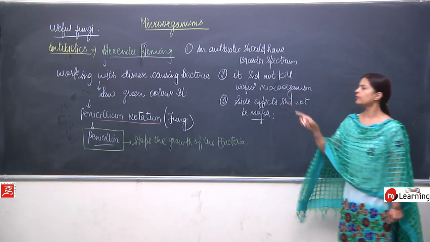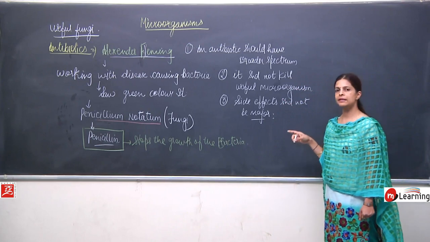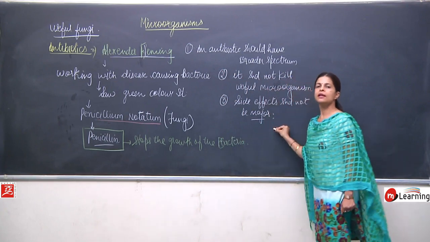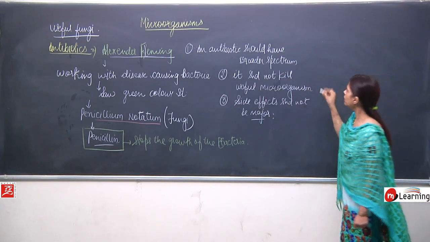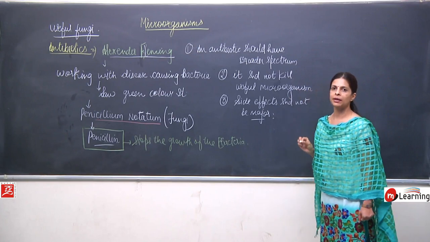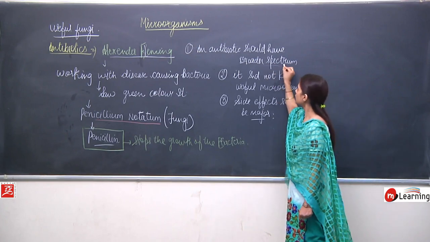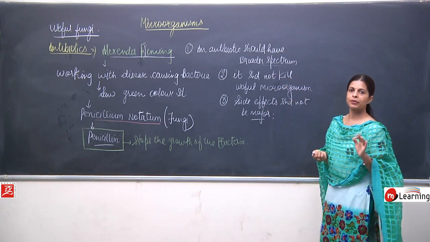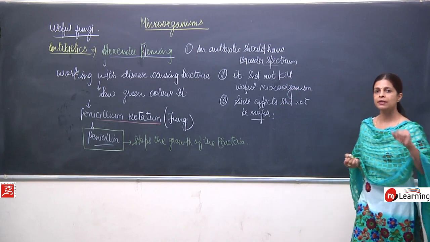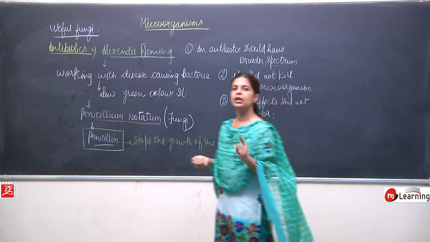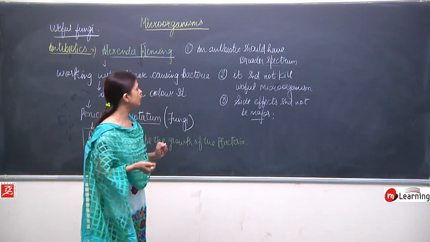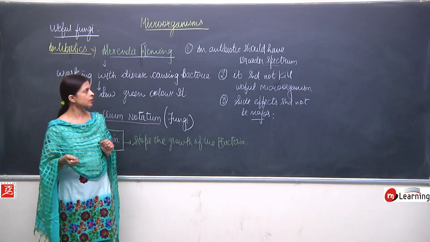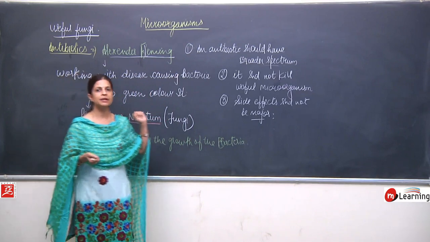Now, at that point when Alexander Fleming made penicillin, he did not have all these points in his mind. I am discussing that when an antibiotic is made, all these points have to be kept in mind: it should not work on a very narrow spectrum. It should kill varieties of microorganisms, at the same time it should not kill useful microorganisms, and on top of that, the side effects should not be major. So with all these characteristics, antibiotics are made.